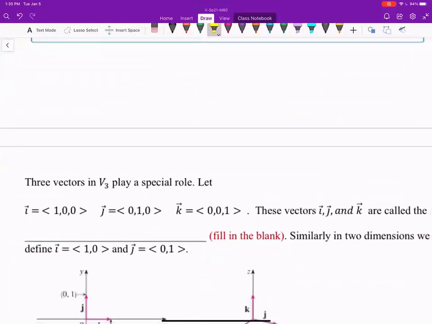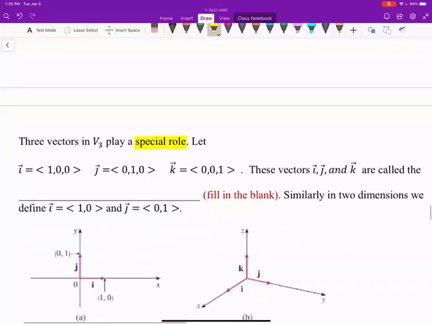The three vectors in V3 play a very special role. They are vector I, which has components 1, 0, 0, vector J, which has components 0, 1, 0, and vector K, which has components 0, 0, 1. These are three special vectors called standard basis vectors. We will be using them quite often. These are unit vectors, also called standard basis vectors.